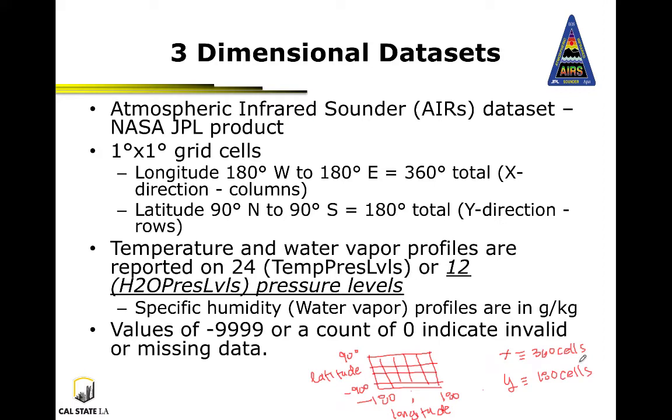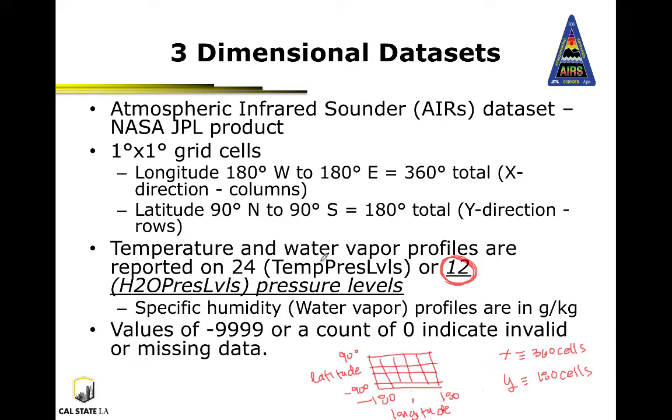In this particular product, you're provided temperature and water vapor profiles for 24 temperature pressure levels or 12 H2O pressure levels. So this is actually the one we're going to be using. What this is saying is this data set is not only gridded in the X and Y direction, it also has depth in the Z direction. So you have water vapor estimates at 12 levels of the atmosphere. That's what this is saying.